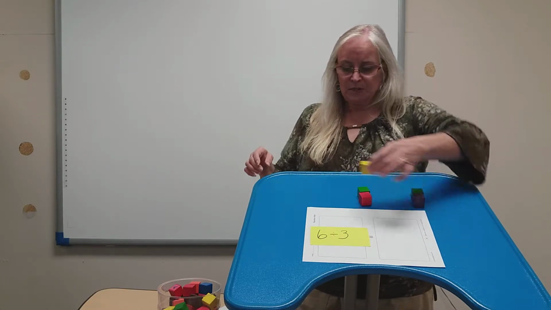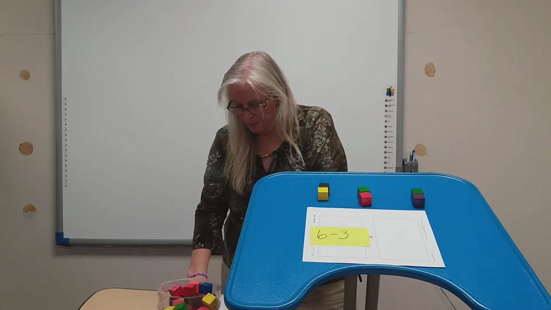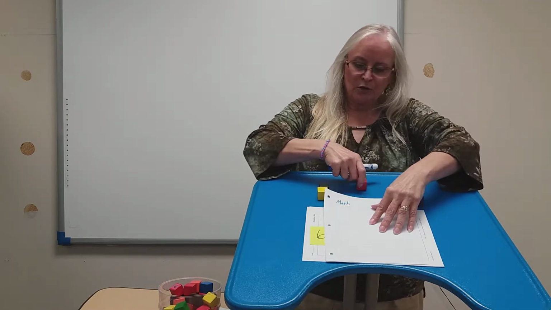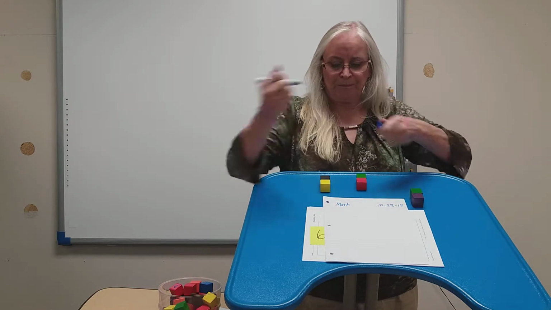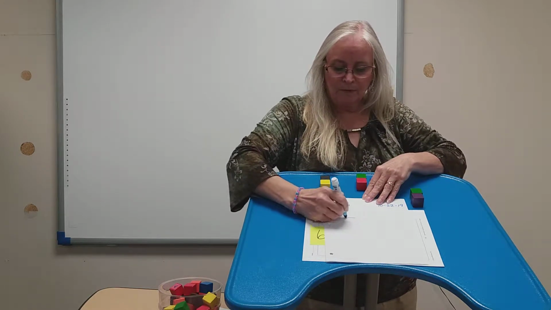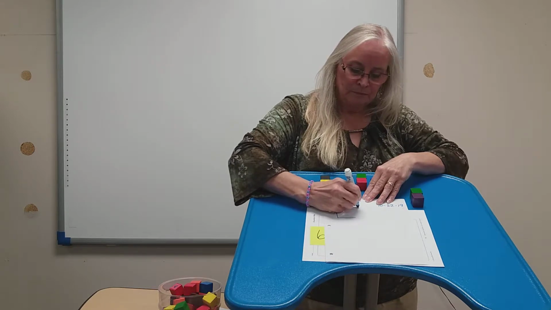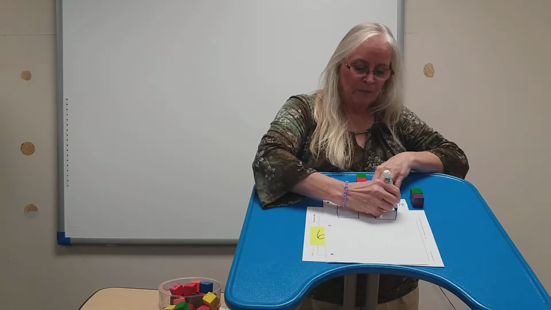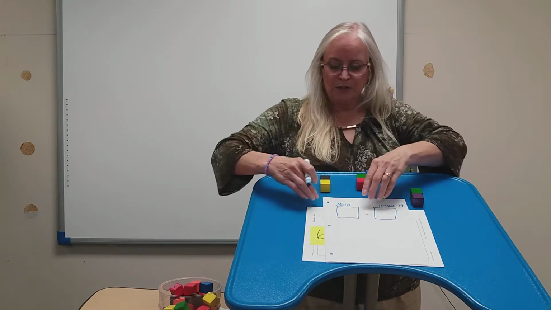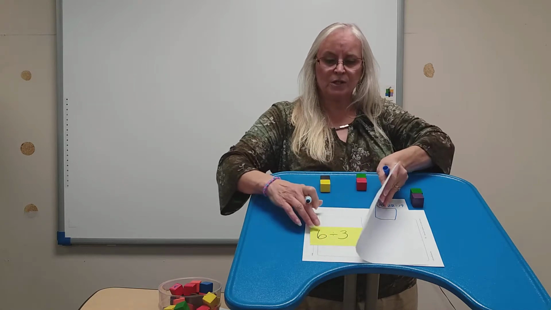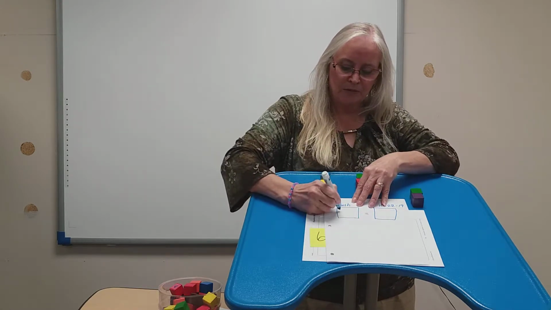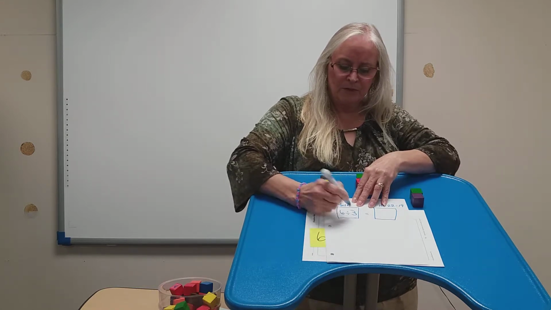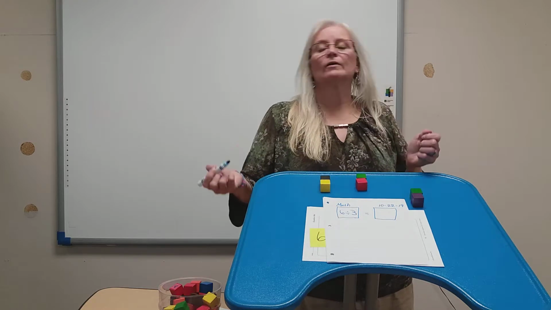Then what you're going to do is get out your math journal. Okay? In your math journal, you're going to draw out your equation mat. On the left side, you're going to write the division equation that we were working on. 6 divided by 3. 6 divided by 3 equals, and now this is what you're going to do.